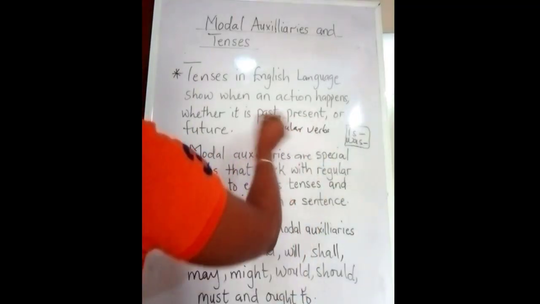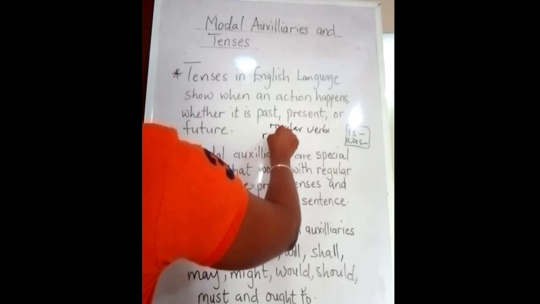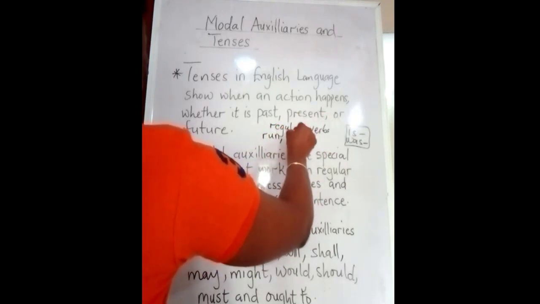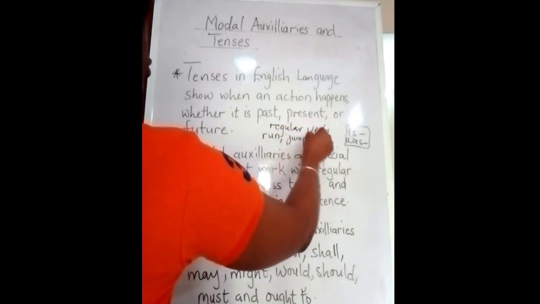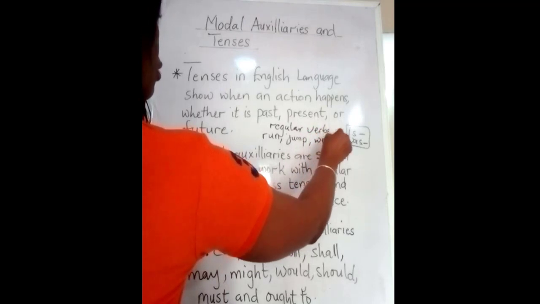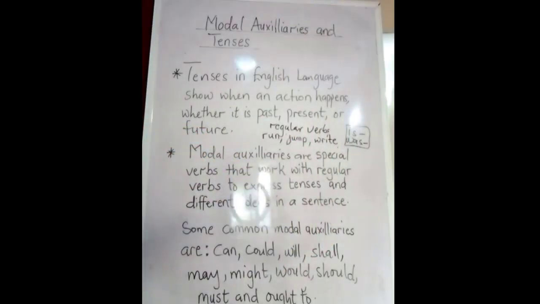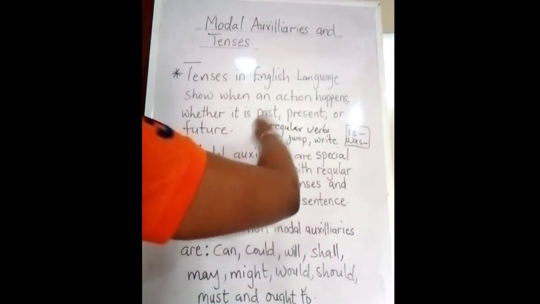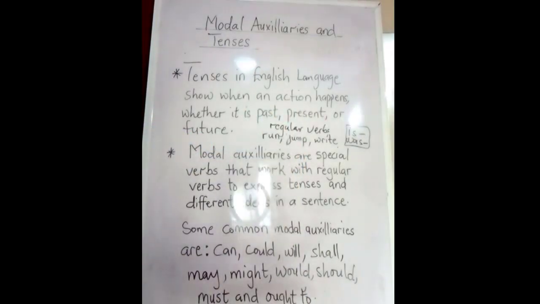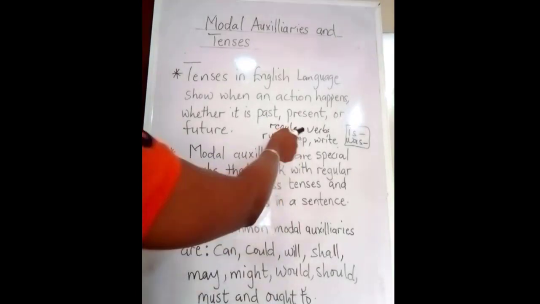For instance, run, jump, write. These are just some examples of regular verbs, any word at all that depicts an action, because verbs are action words. We know that. That's why we say those are regular verbs, the ones that we are used to, the regular action words.